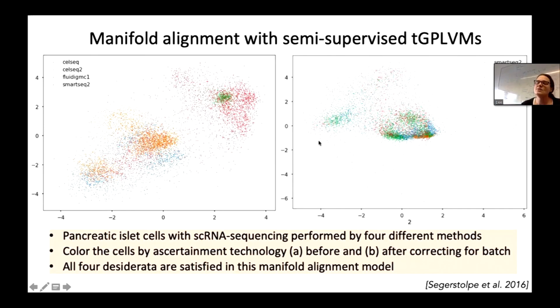If we use the tGPLVM where we actually have this fixed effect that's batched, we see the following: there's this really nice description of each of the cells where all of the different cell types, essentially all the different technologies that they were ascertained from, are intermingled in this lower dimensional space. And so with this kind of model, actually, all of the 4 things that we were hoping to get from this space are satisfied.